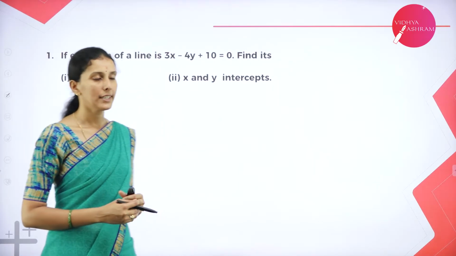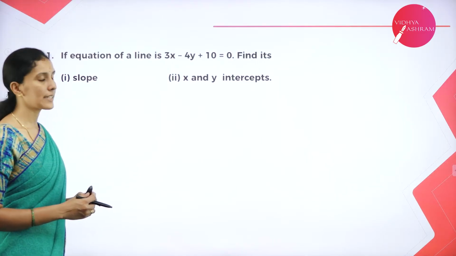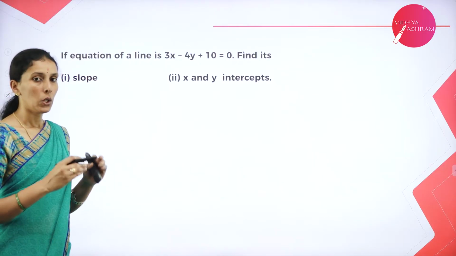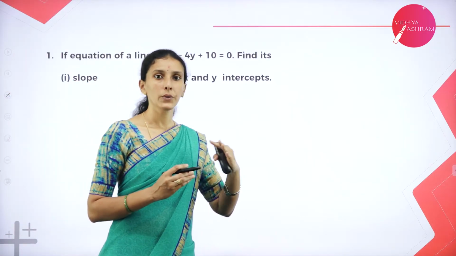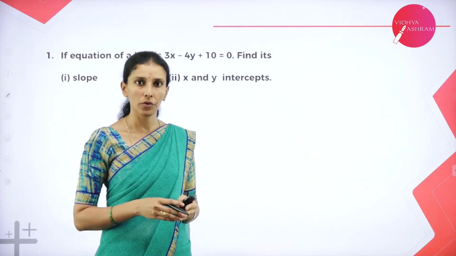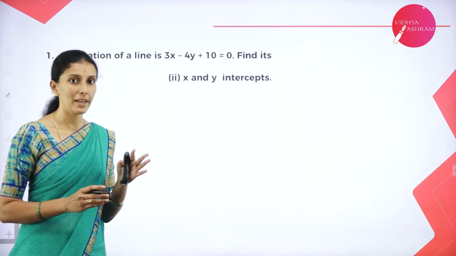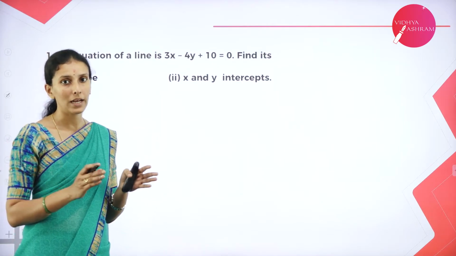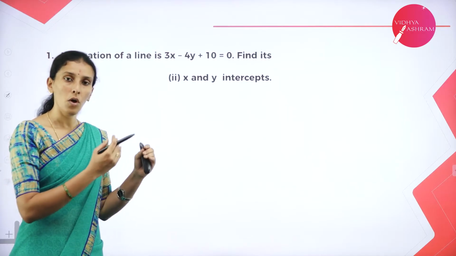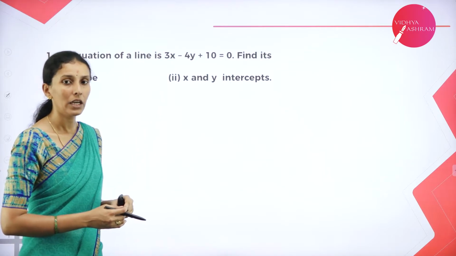So, the first question here is given. If the equation of a line is 3x minus 4y plus 10 is equal to 0, find its slope, x and y intercept. One thing you can do, directly convert it to slope intercept form or intercept form, find the values of slope, x and y intercept, or by knowing the values of a, b, c and remembering the formulas. What is m, what is y, what is x. Similarly, when you come to the intercept form, what is small a and what is small b, you can find the values of those given in the question.